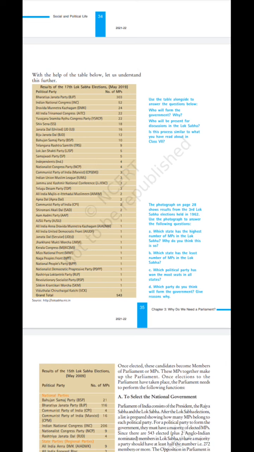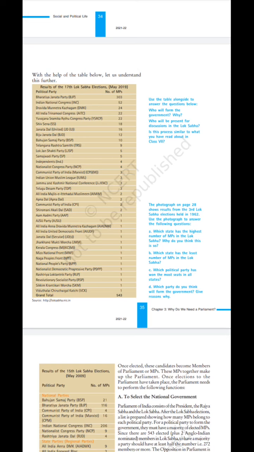State parties, regional parties. Aam Aadmi Party AAP 4. All India Anna Dravida Munnetra Kazhagam 37. All India Trinamool Congress 34. All India United Democratic Front 3. Biju Janata Dal BJD 20. Indian National Lok Dal INLD 2. Indian Union Muslim League IUML 2. Jammu and Kashmir People's Democratic Party 3. Janata Dal Secular 2. Janata Dal United 2. Jharkhand Mukti Morcha JMM 2. Lok Jan Shakti Party 6.